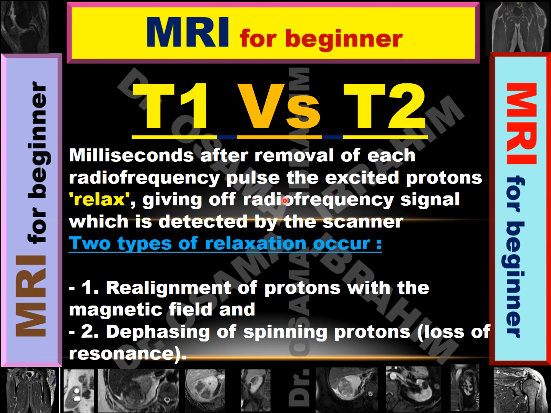T1 versus T2. Milliseconds after removal of each radiofrequency pulse, the excited protons relax, giving off a radiofrequency signal, which is detected by the scanner. There are two types of relaxation: realignment of the protons with the magnetic field, and dephasing of spinning protons, loss of resonance. We'll explain that with diagrams in the next slides, and this is the main physics for introducing T1 and T2 signal in the MRI images.